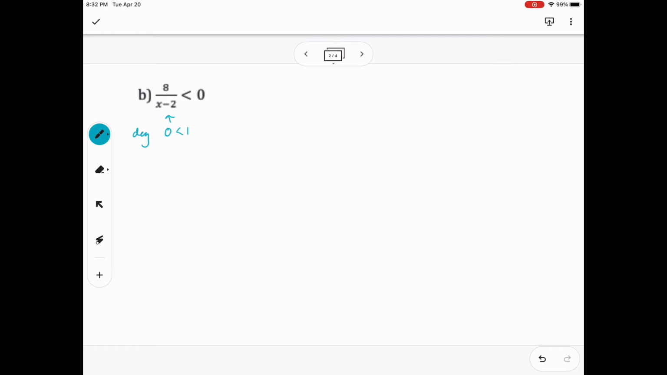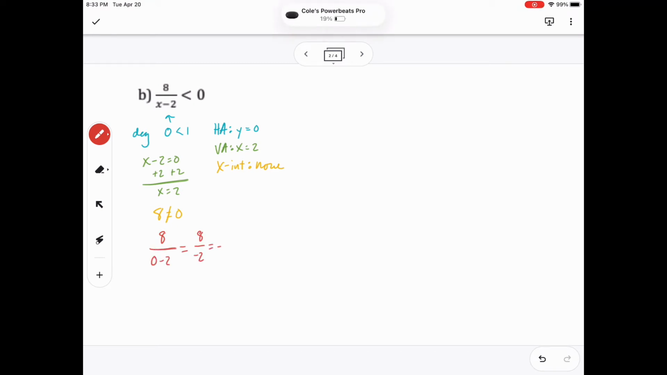Okay. So here's another example. The top is smaller than the bottom in this one, so our horizontal asymptote is y equals 0. Vertical asymptote is x equals 2. X-intercept will be none because 8 does not equal 0. Then for the y-intercept, I'll plug in and I'll get -4 for a value, so it'll be (0, -4). Now I'll be able to graph.